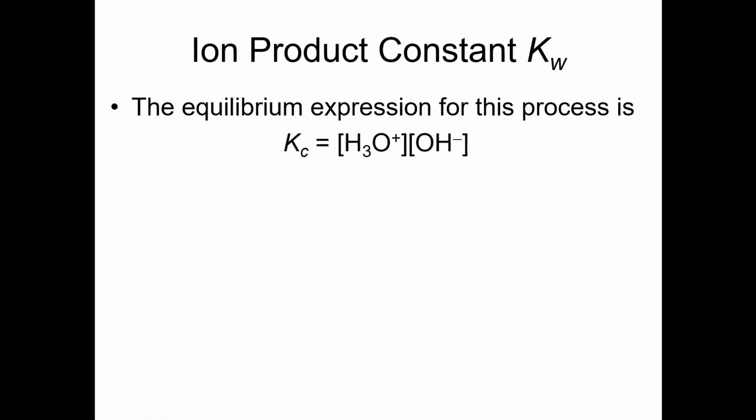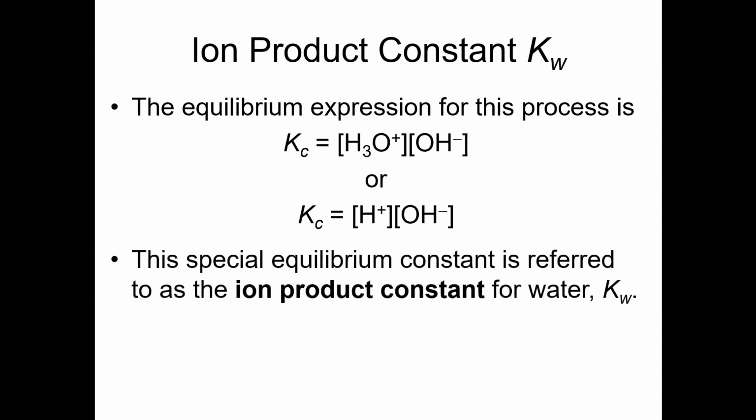So we would simply write the equilibrium constant expression either like this, in which we're designating the cation as hydronium, or like this, in which we're designating the cation simply as H+. This specific Kc has a special name. It's called Kw. It is the ion product constant for water. And so this particular expression is what's called the Kw expression.